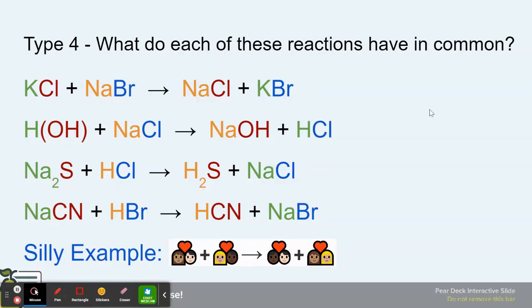Okay, take a look at this next type of reaction. I want you to look for a pattern and think about that single replacement one. There's something similar going on here. Okay, so this reaction is known as a double replacement reaction. In a double replacement reaction, we have two compounds this time and they swap partners.